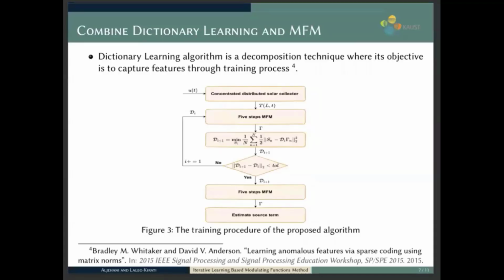Next, I will talk about combining dictionary learning algorithm and modulating functions method. Figure 3 shows the training procedure of our proposed algorithm. The dictionary learning step allows the determination of an appropriate set of functions to decompose the unknown, while the modulating functions step allows the non-asymptotic and robust estimation of the projection coefficients.